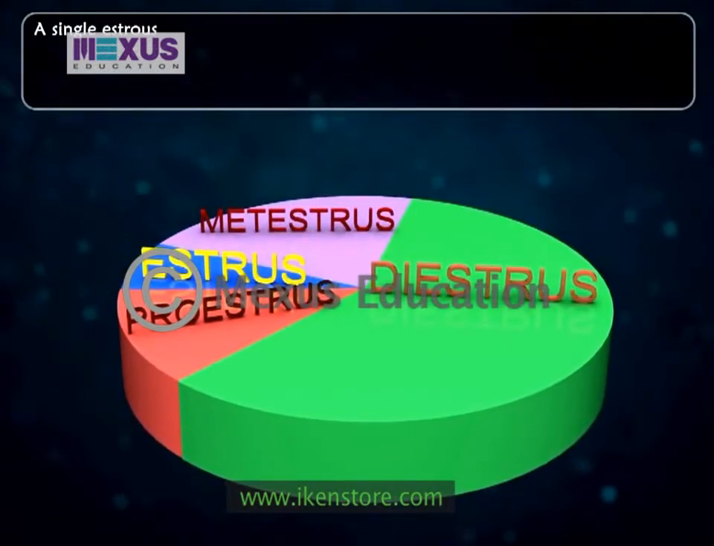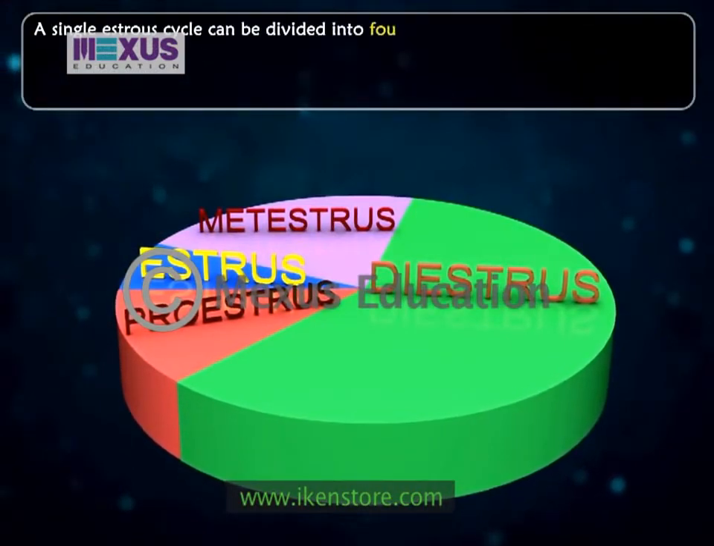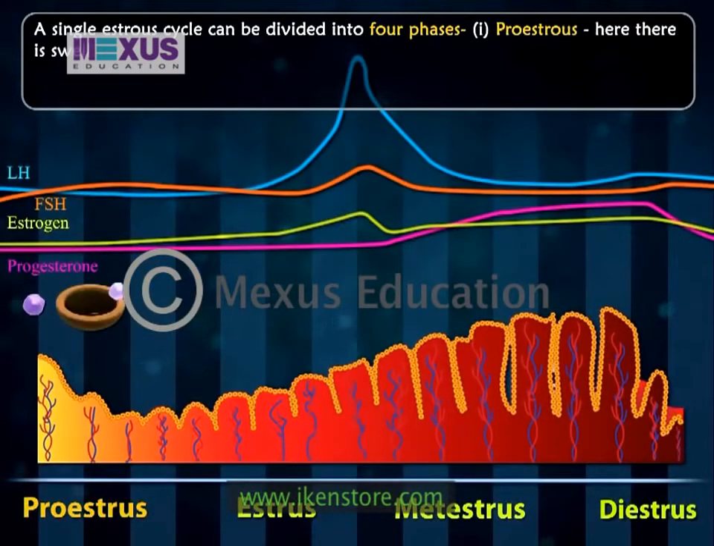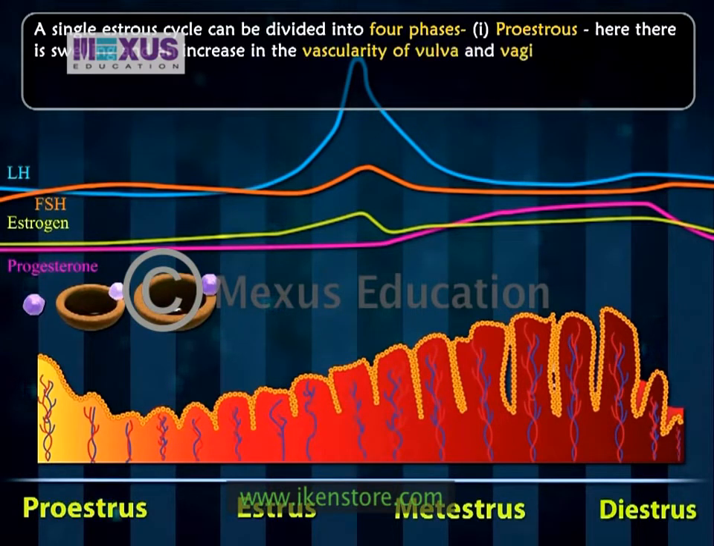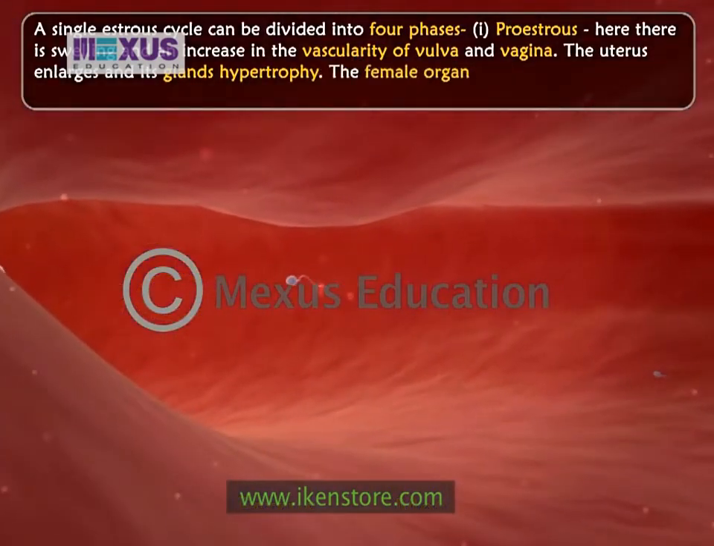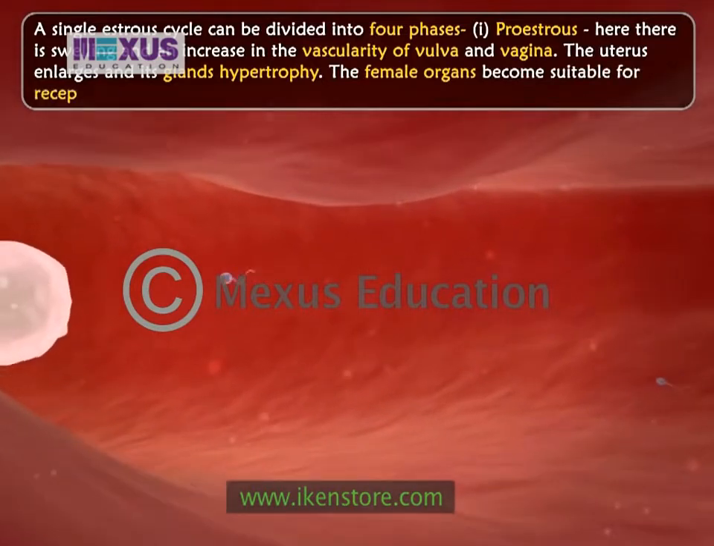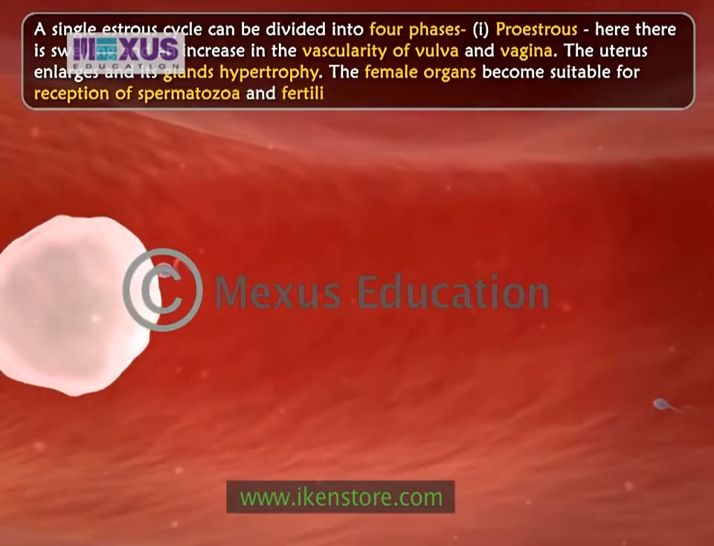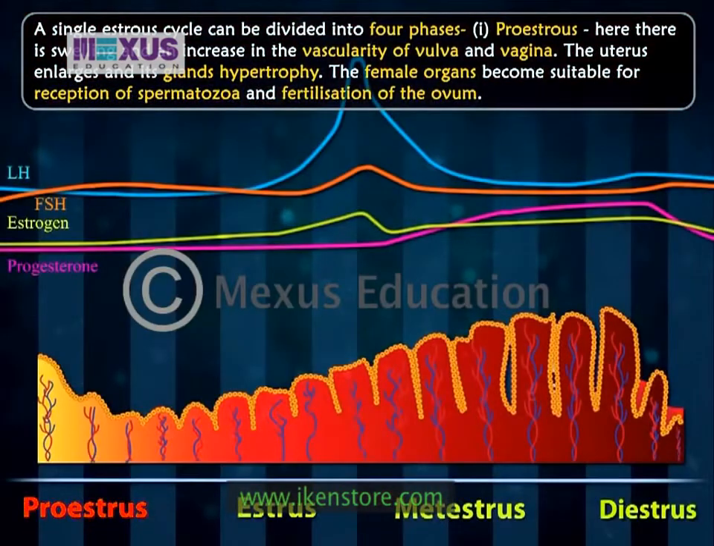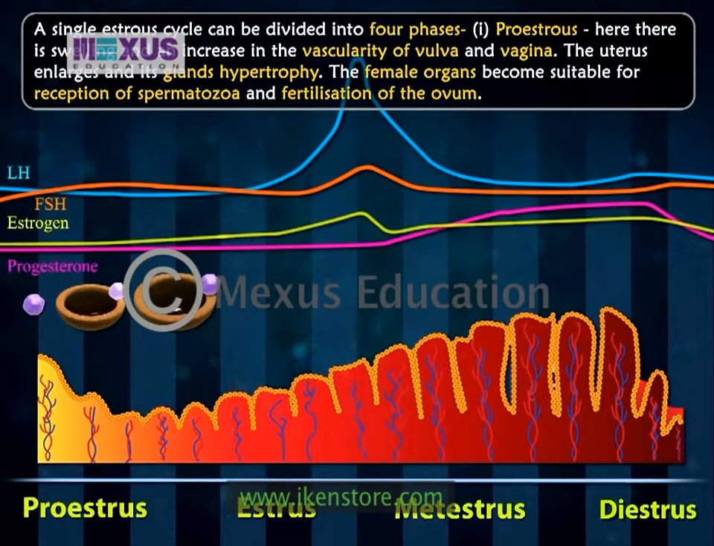A single estrous cycle can be divided into 4 phases. During proestrus, there is swelling and an increase in the vascularity of the vulva and vagina. The uterus becomes enlarged and its glands hypertrophy. The female organs become suitable for reception of spermatozoa and fertilization of the ovum. The Graafian follicles in the ovary undergo maturation.